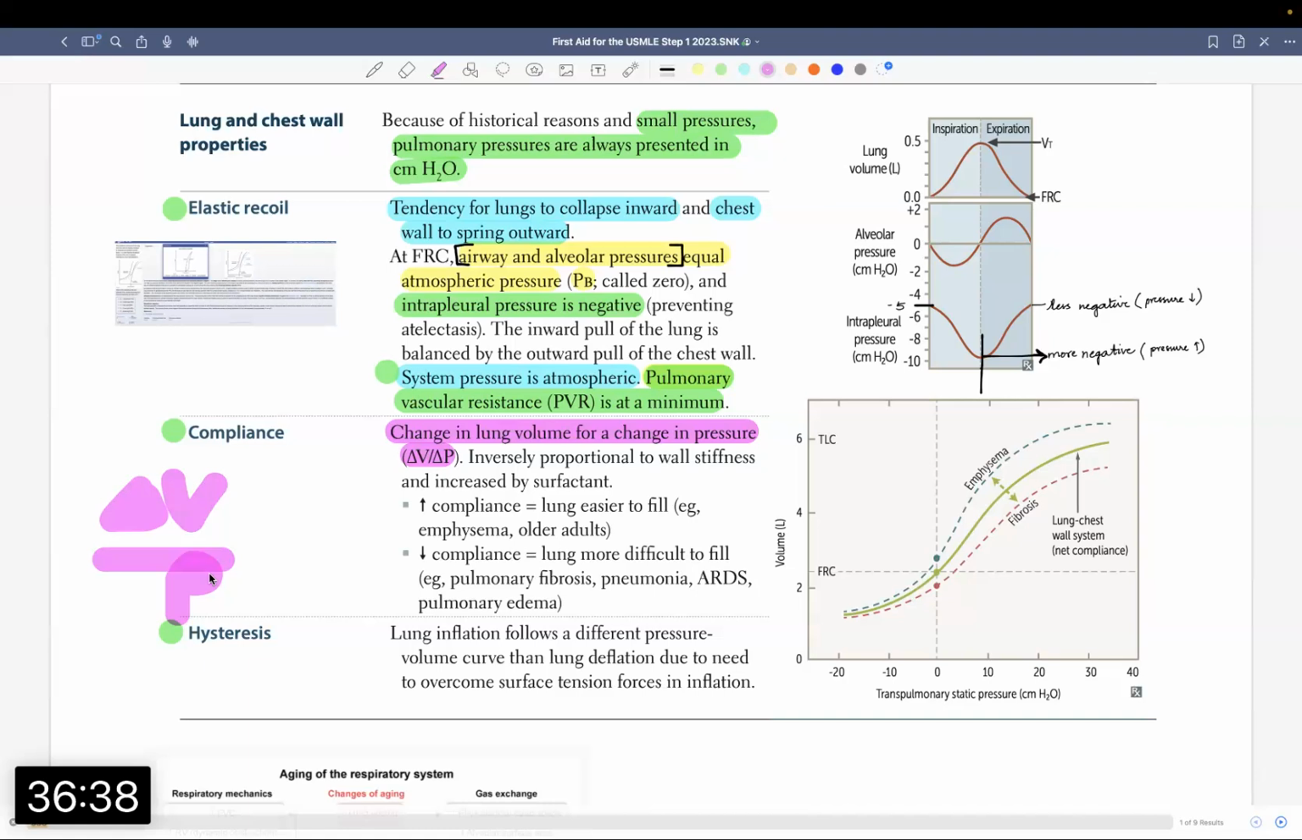Example, emphysema in older adults. With increased compliance, it's like the plastic bag example. So with increased compliance, lungs are easier to fill, as in the case of emphysema in older adults. With decreased compliance, it's like a hard substance, like a vessel, like a bucket or a pail. So with decreased compliance, the lungs are more difficult to fill. For example, pulmonary fibrosis, pneumonia, ARDS, and pulmonary edema.